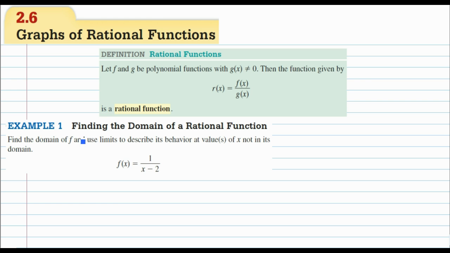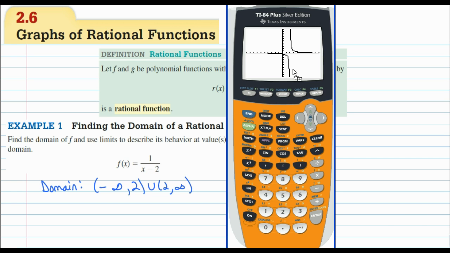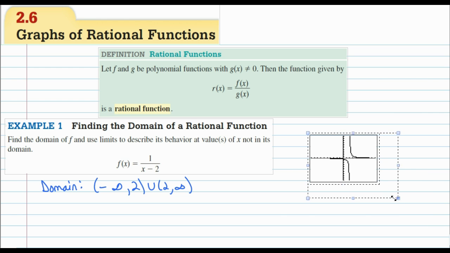Find the domain of f and use limits to describe its behavior at values of x not in its domain. So first of all, the domain of this function, without even plugging it in, I can tell is negative infinity to 2 and then 2 to infinity. Now I know that because 2 will make the denominator 0, you can't divide by 0. I also know that this is the basic function 1 over x that has a horizontal shift right 2. So I already know what the graph is going to look like, but just in case, I graphed it.